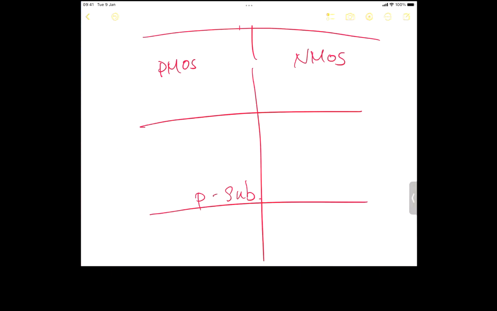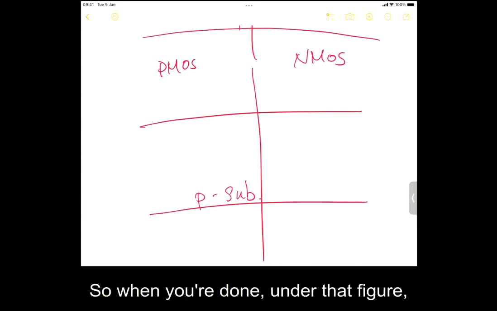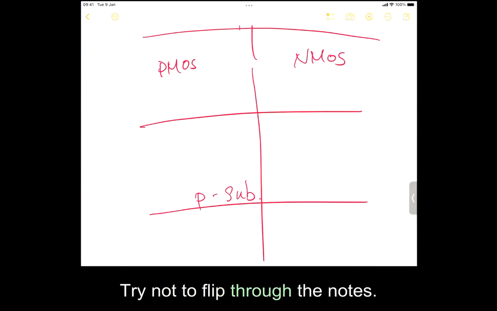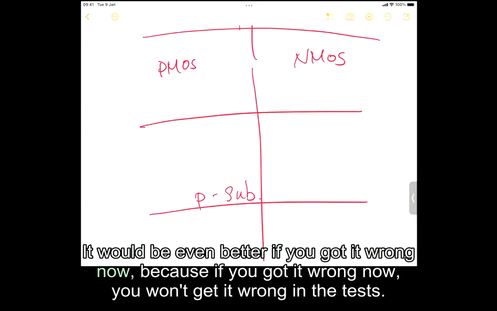When you are done, under that figure, write out all the conditions for your cutoff, linear, and saturation. Try not to flip through the notes. This is just to test your memory. It doesn't matter if you get it wrong. It will be even better if you get it wrong now, because then you won't get it wrong in the tests.